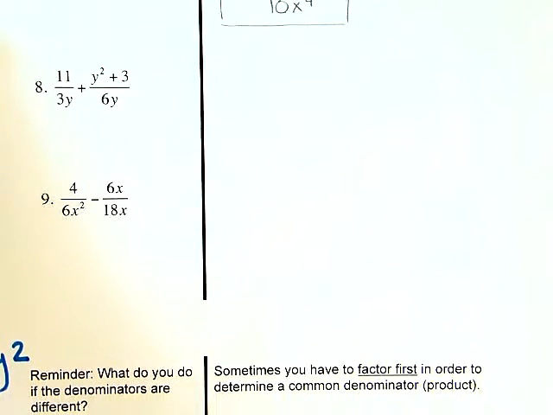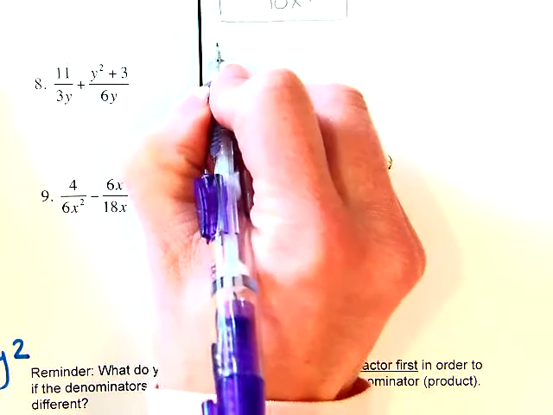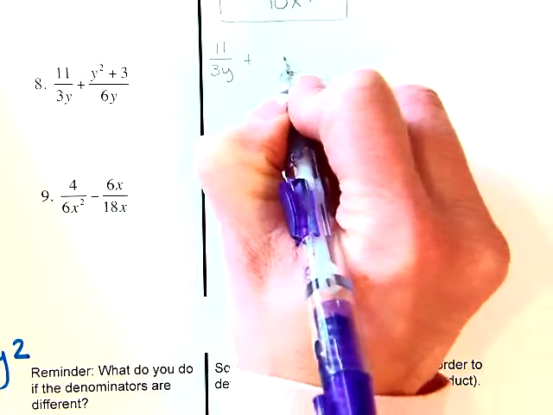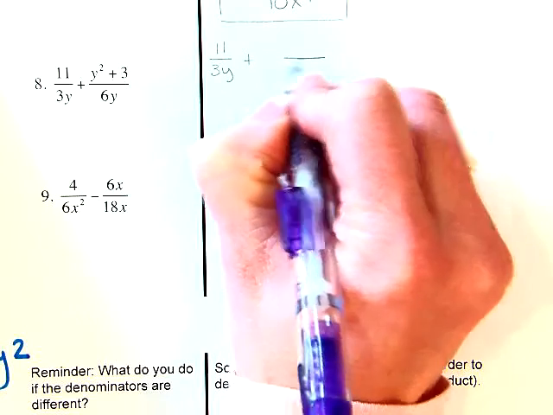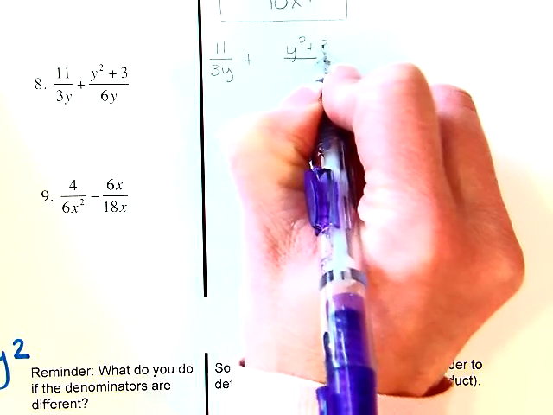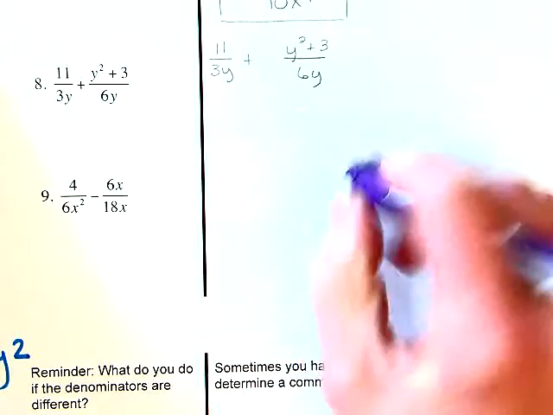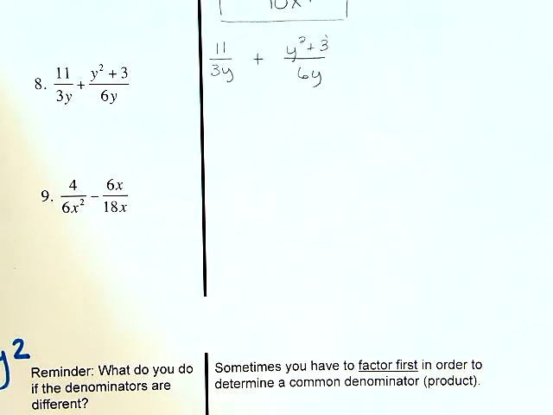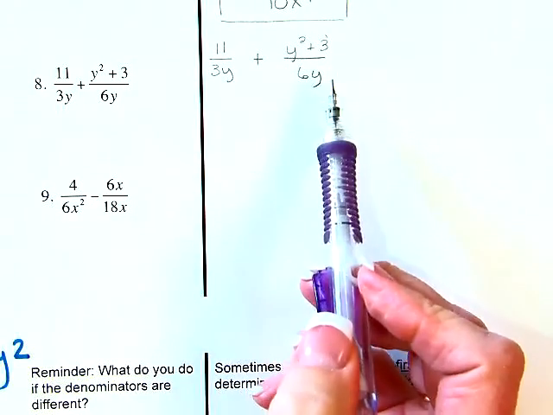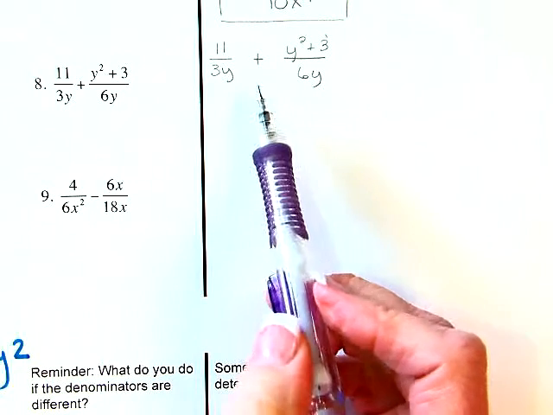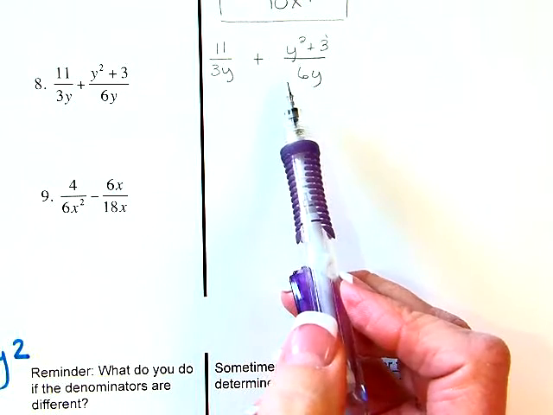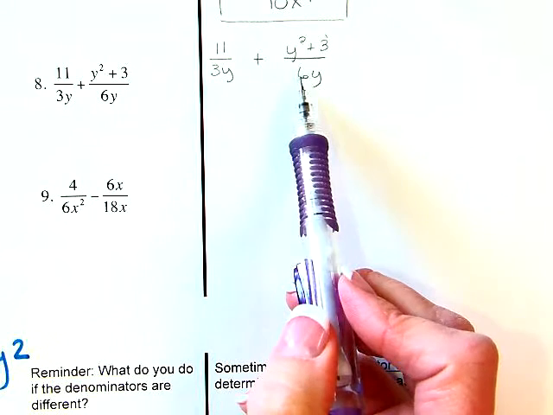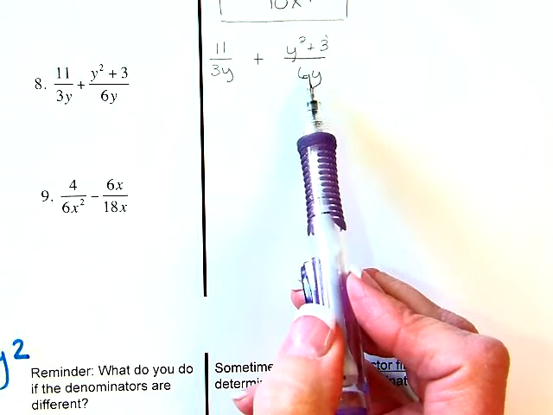So again, I'm going to go ahead and rewrite it. We've got 11 over 3y plus, leaving myself some space, y squared plus 3 over 6y, and in fact I'm moving this little plus over further too, more in the middle here. Okay, so look at 3y and 6y. We need a common denominator, and the y's already match the powers, so we're just looking at the coefficient, and if I count by 3's, I get to 6. So this denominator, done.